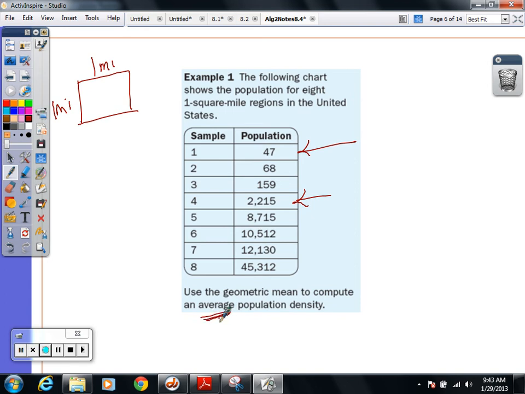So what we're going to do, and I don't know if your calculators can handle this or not, is take 47 times 68 times 159 times 2215 times ... times 45,312. As you're typing this into your calculator, as I'm doing right now, and I hope you are also, it is going to get really large. That's why I'm not going to hit equal until the very end.